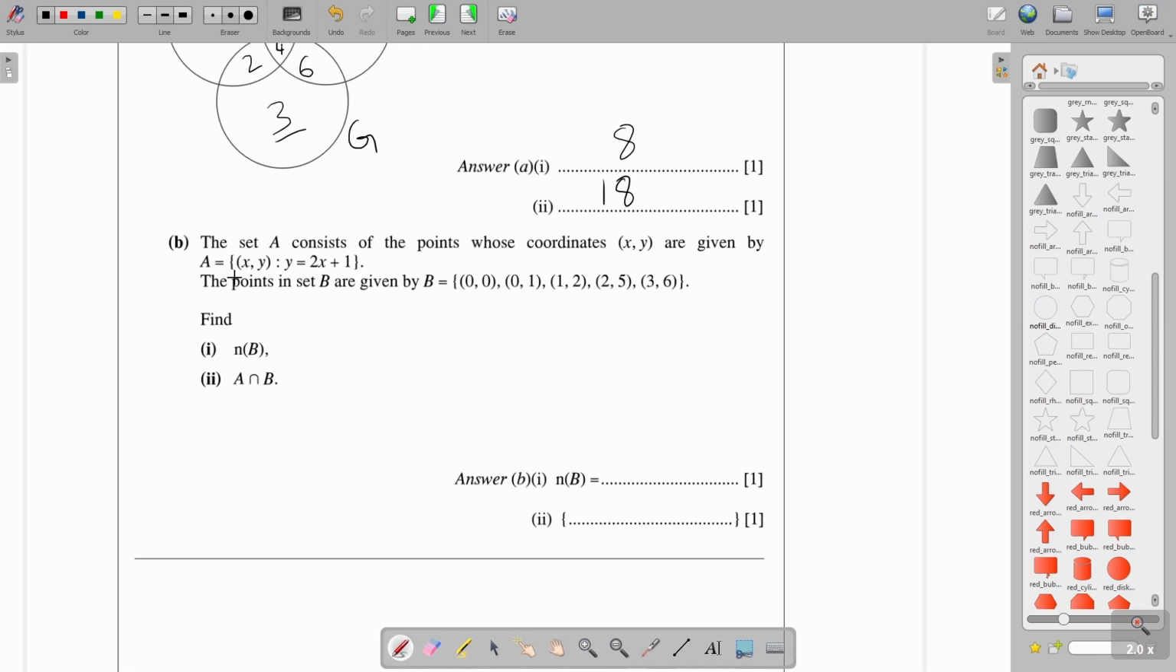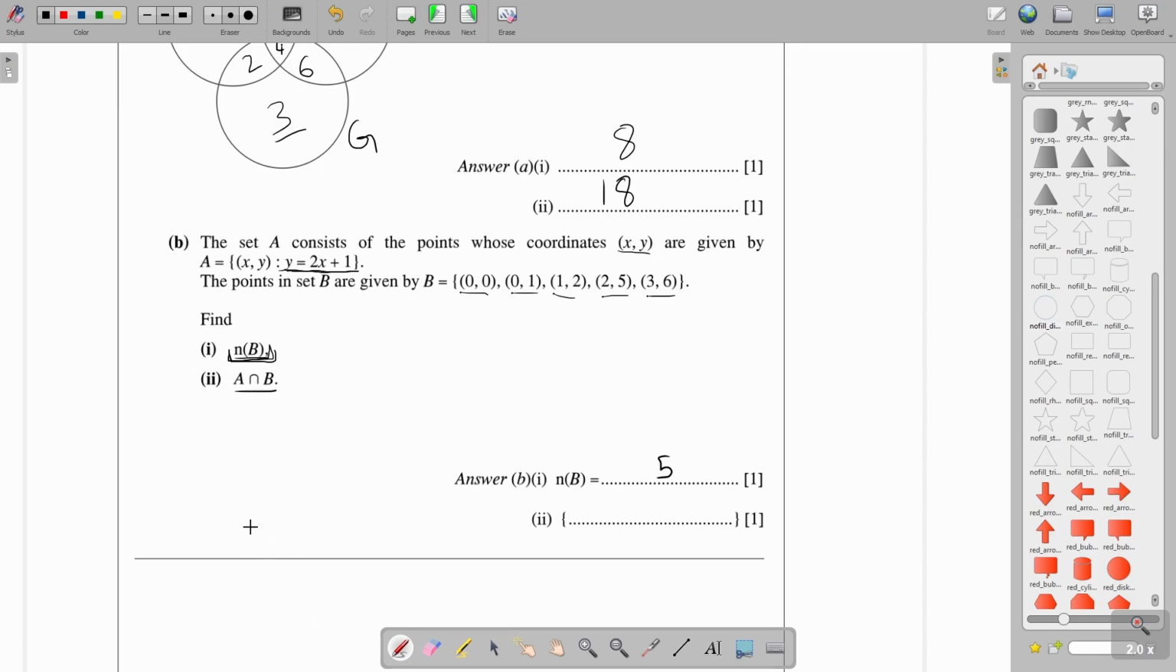All right, moving on. The set A consists of the points whose coordinates x and y are given by this. So anything in set A would be found by this equation, where x has a value and then this equation gives us the value of y. The points in set B are given by, so these are all the points in set B, okay? And then find n of B. So this basically means the number of things in B. N of B just means how many things are in B. So we can just count that: 1, 2, 3, 4, 5. There are 5 things in B.